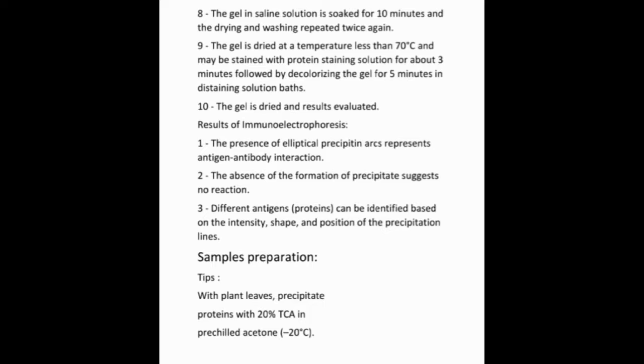Result of immunoelectrophoresis. 1. The presence of elliptical precipitin arcs represents antigen-antibody interaction. 2. The absence of the formation of precipitin suggests no reaction. 3. Different antigen proteins can be identified based on the intensity, shape, and position of the precipitation line.